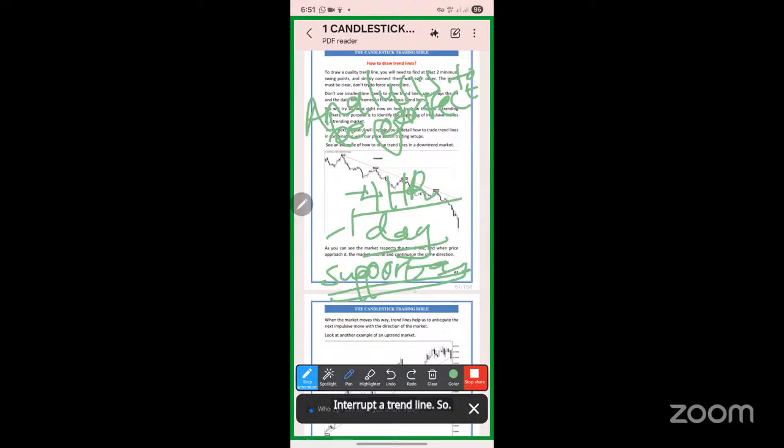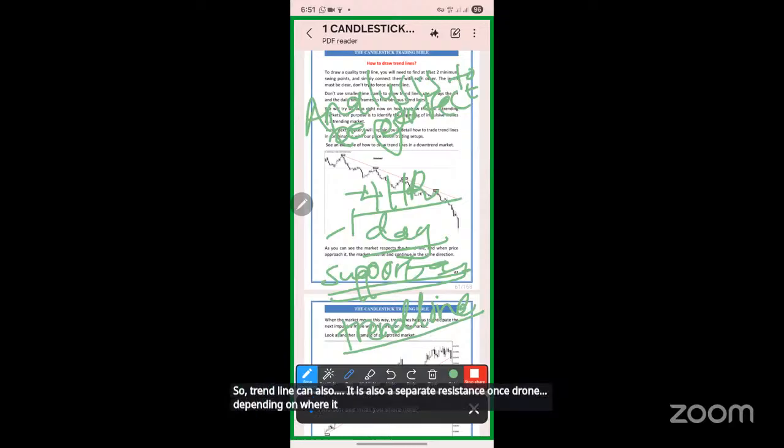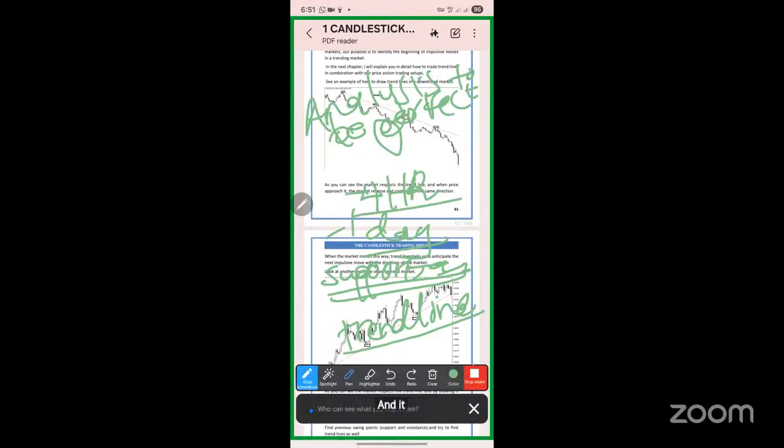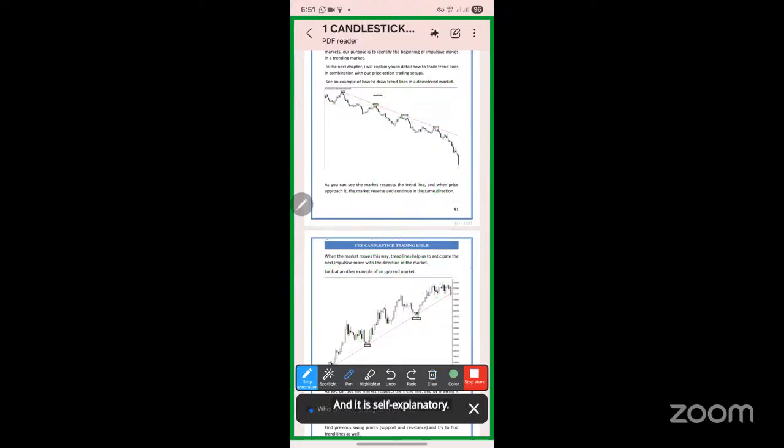Once we learn how to draw a trend line, we shall be able to trade with it and also draw the support and resistance. A trend line is also support and resistance once drawn, depending on where it is drawn on the chart. So when you look at this, they tried to draw a trend line on a downward trend, and it is self-explanatory. You just find where the market is making lower highs and lower lows. You identify the points on the upper side and you draw a line going like that.